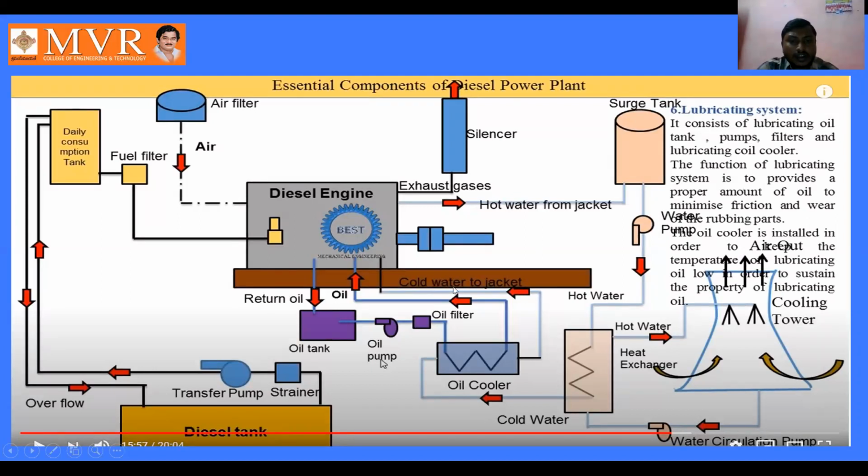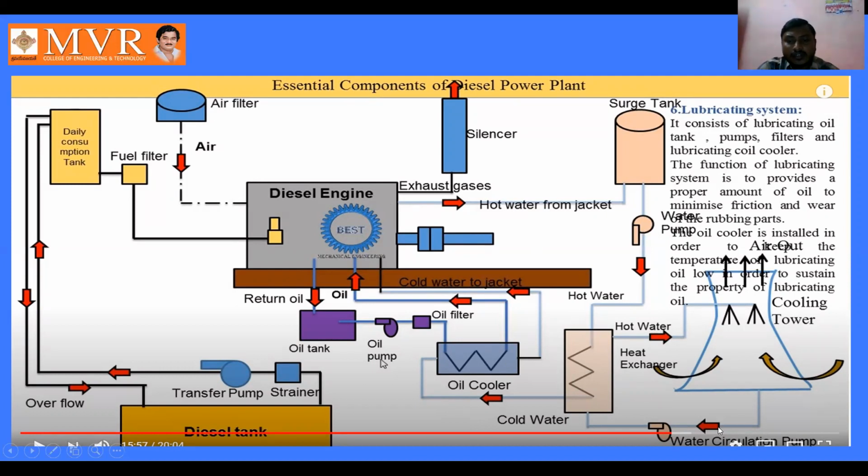see how the cold water enters the engine cylinder, and from the engine cylinder, the hot water released enters the surge tank. From the surge tank, it enters the heat exchanger, where it is cooled and recirculated.